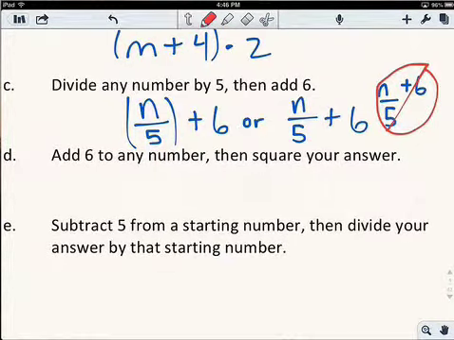All right, so add 6 to any number, then square your answer. Pause if you're not paused right now.